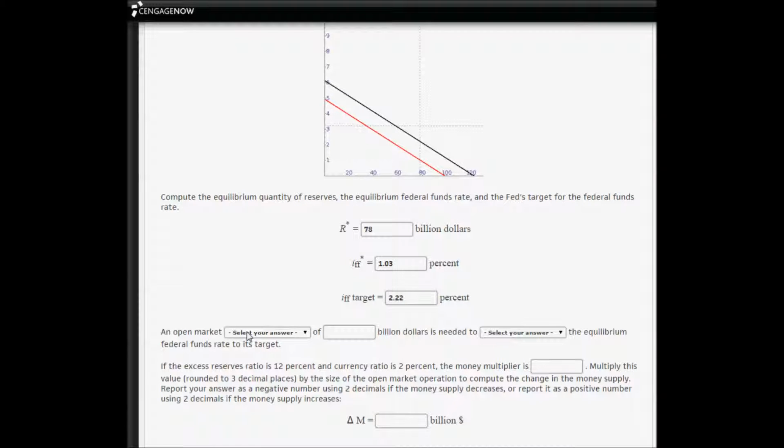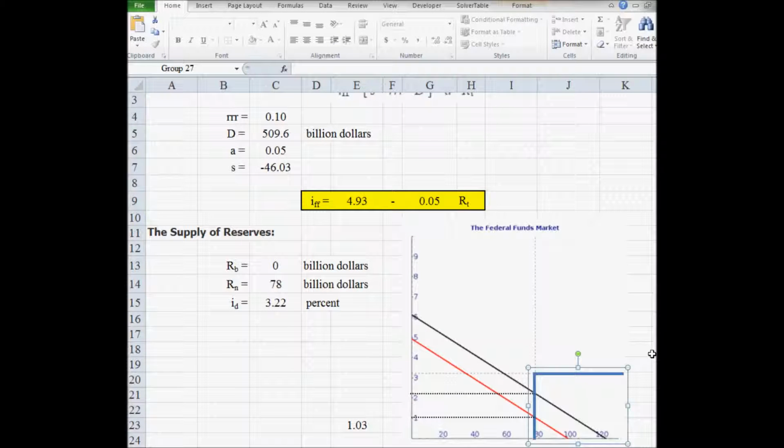I need to calculate the size of the open market sale. To get the federal funds rate back up to its target, we have to move the supply curve to the left. And when you move the supply curve to the left, the Fed, to do this, has to perform an open market sale. If the Fed performs an open market sale equal to this difference, it will raise the federal funds rate, which is now at 1.03, back up to its target.